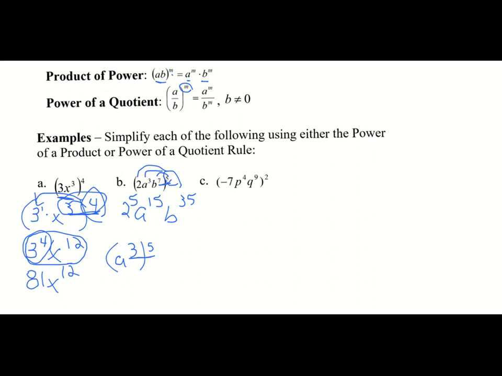Again, the 2 to the 5th power, if you wanted to multiply it out, it would be 2 times 2 times 2 times 2 times 2, which is going to give us 32 a to the 15th, b to the 35th, if they ask us to do that. Otherwise, leave it 2 to the 5th power.